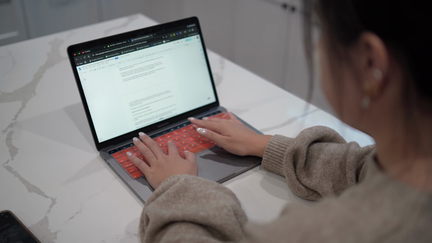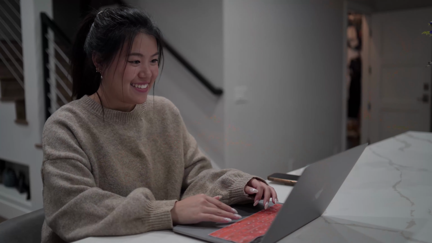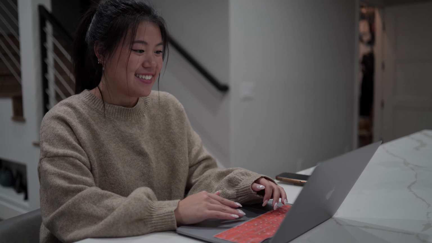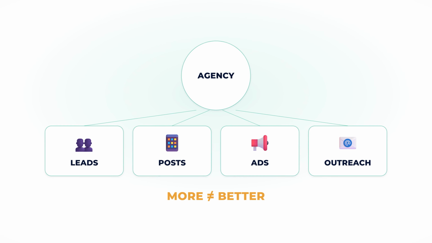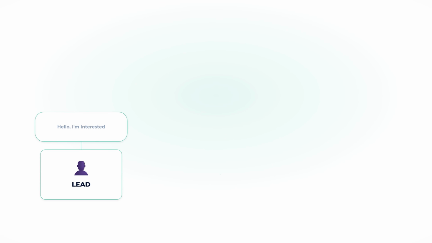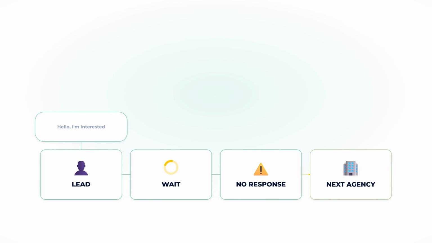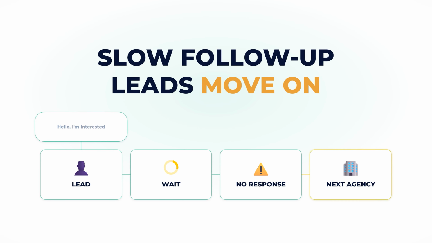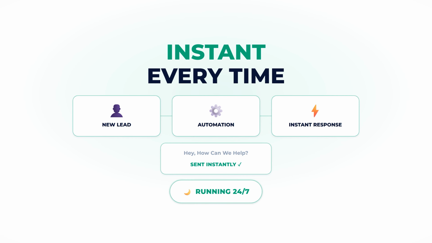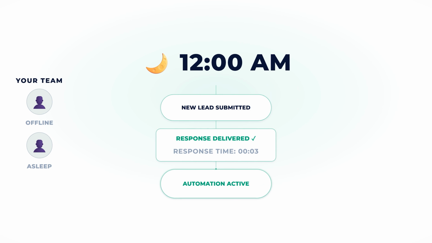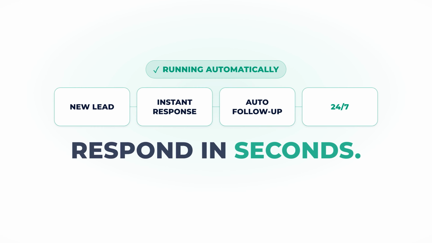Here's what you built: a landing page, a form, a 4-step automation. Someone fills out the form, they get a text and an email right away. Your team gets notified, the lead lands in your pipeline all on its own. Most agencies chase more leads, more posts, more ads, more outreach, but that's not the real problem. The real problem is slow follow-up. Someone reaches out, you don't respond fast enough, then they go to the next agency. This funnel fixes that. The response is instant every time, and it runs all day, all night. If someone submits at midnight, they hear from you in seconds. No one on your team has to be awake, it just works.